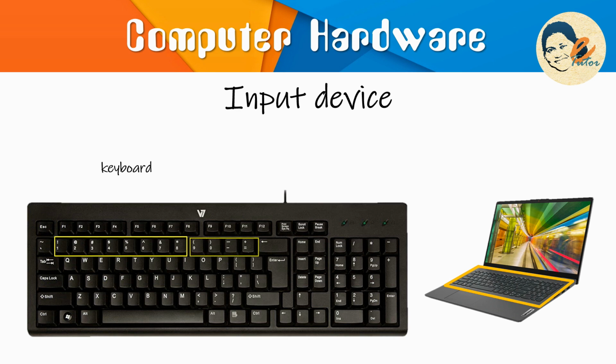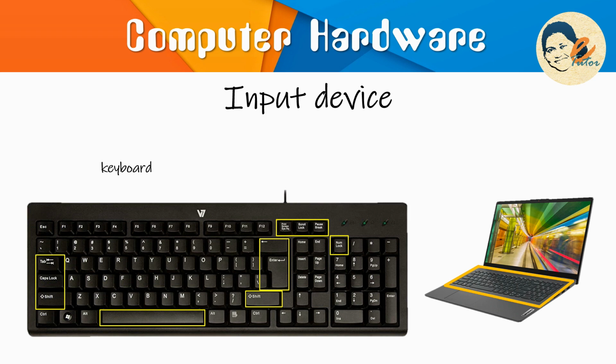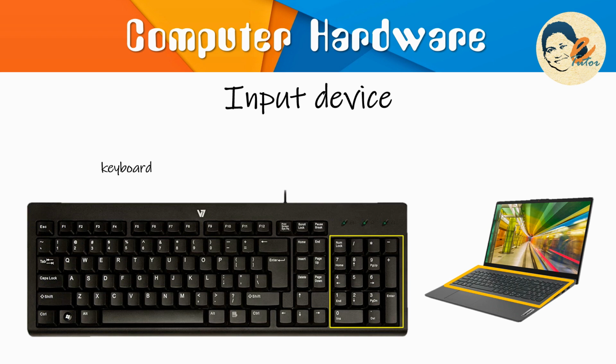Special character and operator keys. These are special character and operator keys. Special purpose keys: keyboard has more special keys such as enter, spacebar, caps lock, num lock, backspace, shift, tab, sleep, print screen, pause, etc. Then numeric keypad. These are quick reference keys: numbers, operator keys, arrow keys, etc.